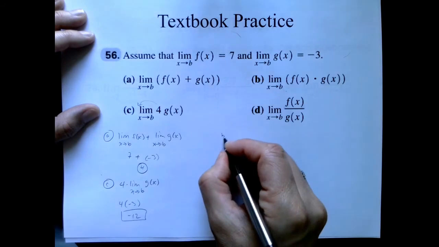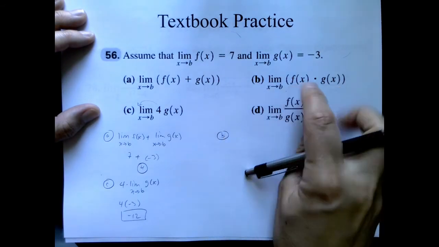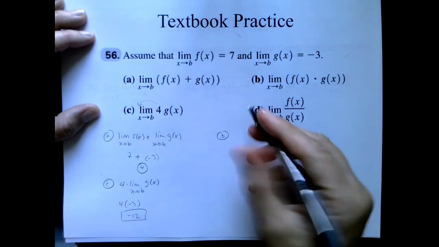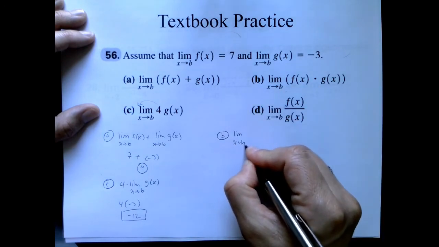Part B. This is the limit of the product of f of x times g of x as x approaches b. So my product rule says I can break up the limits individually.